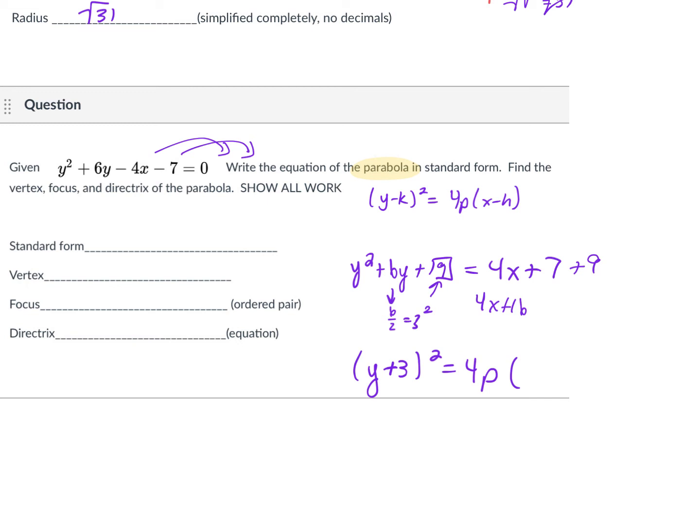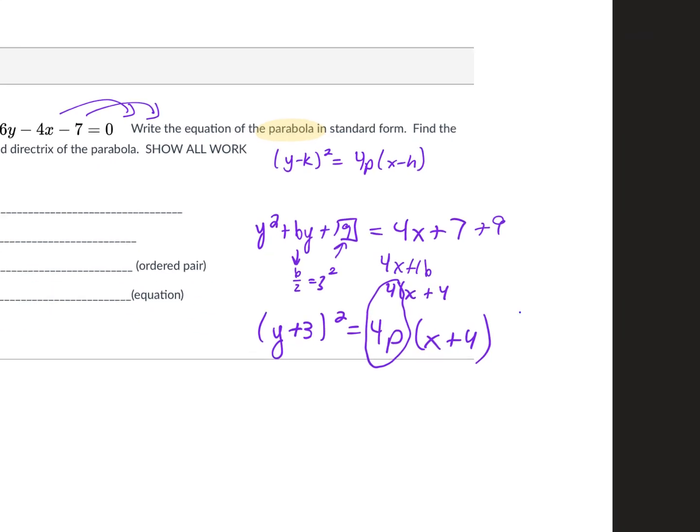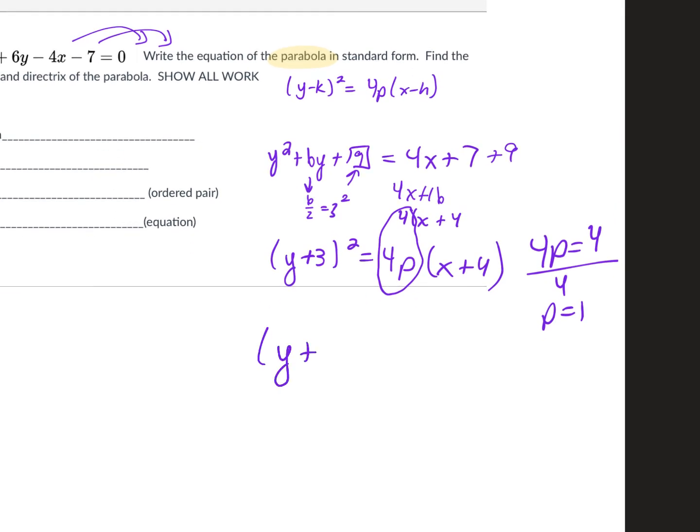What do I do here, guys? I'm going to take out this 4, right? So this becomes x what? X plus 4, okay. What do I do here? Why do they cancel out? You're right. 4p equals what number? 4, right? So divide both sides by 4, so p equals 1. So the equation of your parabola is y plus 3 squared equals 4 times x plus 4.